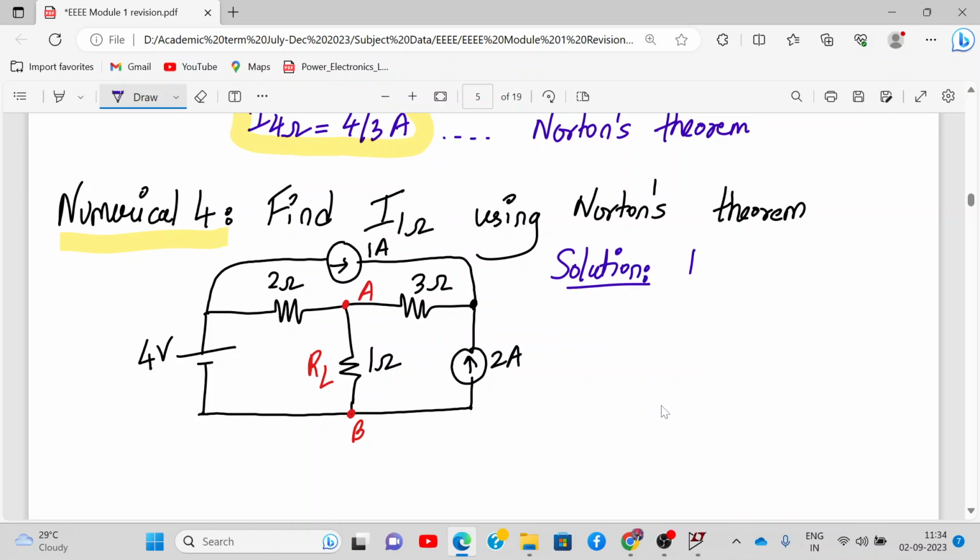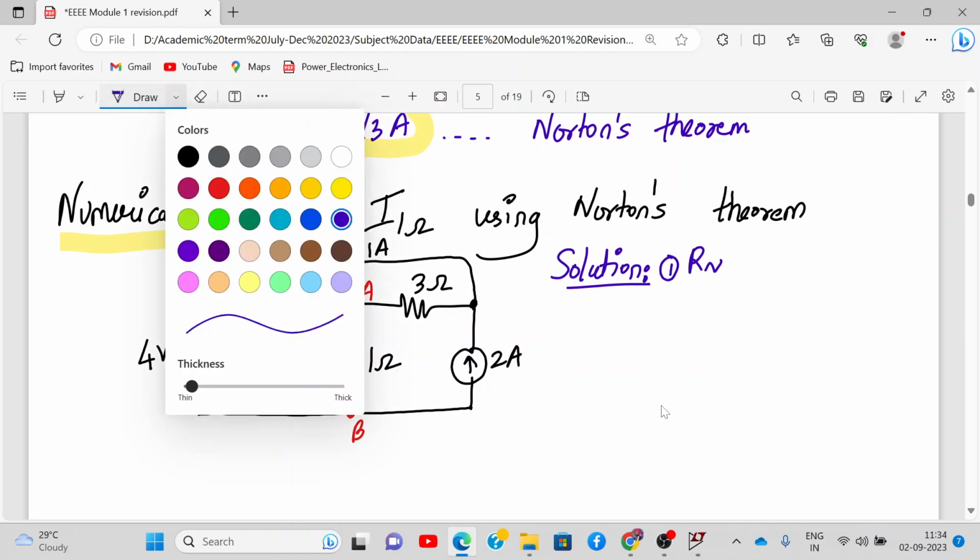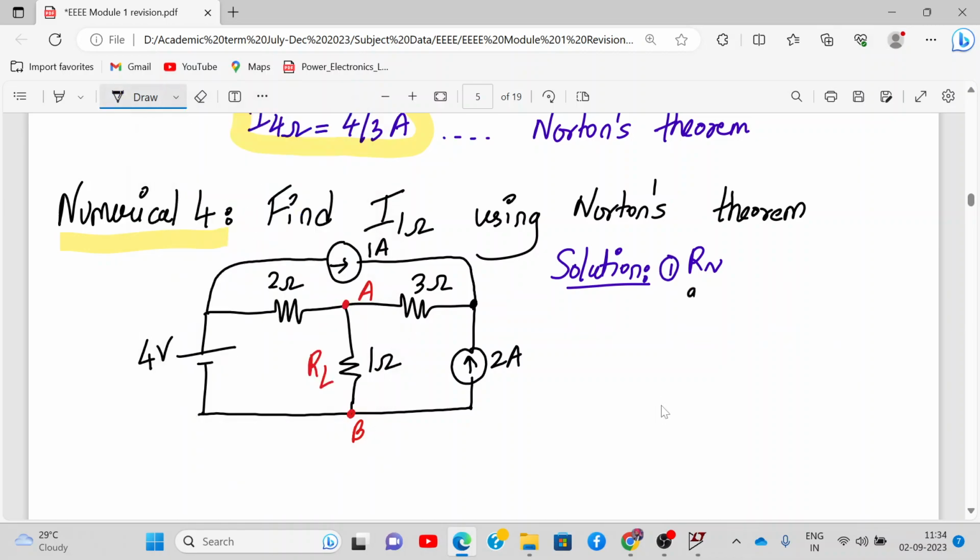So first we'll calculate Rn. You know the procedure for Rn, right? What do we do? Every time, if you don't remember, write it down. You remove RL and deactivate all sources, and then calculate the resistance between A and B terminals.